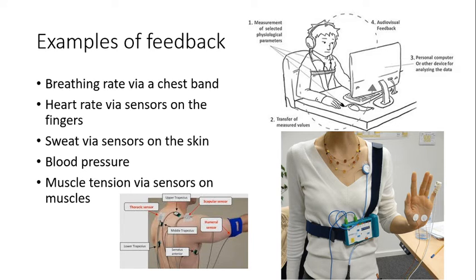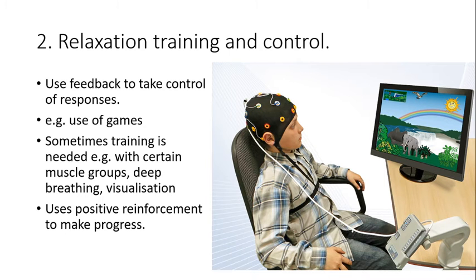But if you think about it, they're all automatic bodily processes. If I told you to stop sweating right now, you wouldn't have any idea how to do it. So it's hoping to give you some control over these things by giving you feedback about when you're managing to reduce the rates of some of these things. So in the second phase then, this is where you actually have a go at doing it. You watch the feedback and you try and take control of your responses.